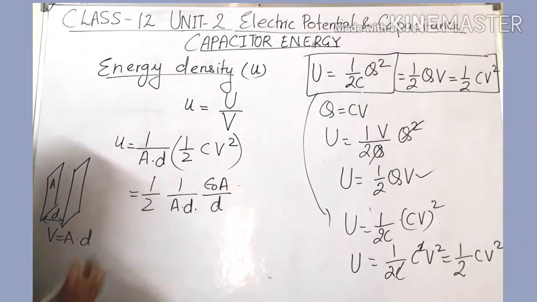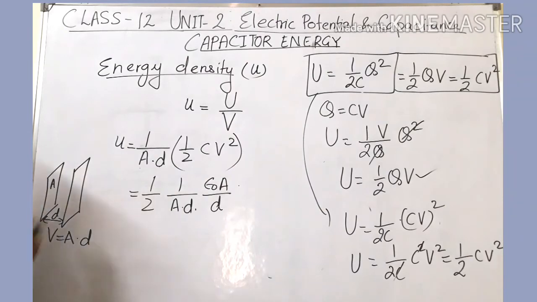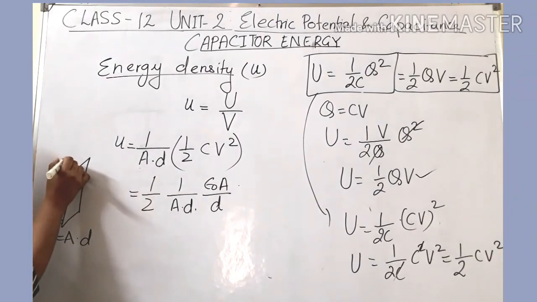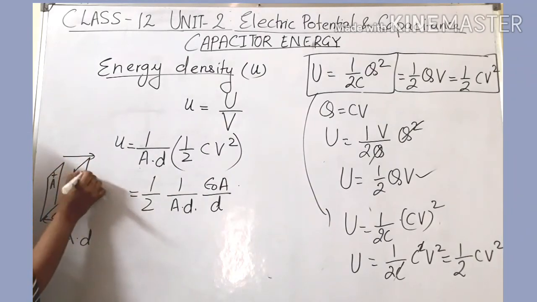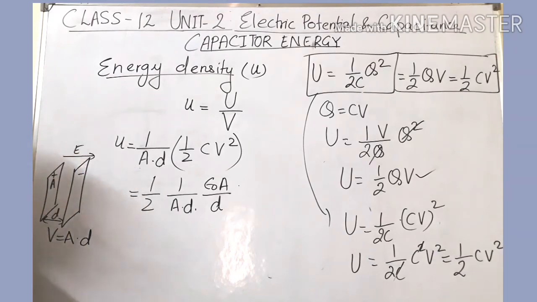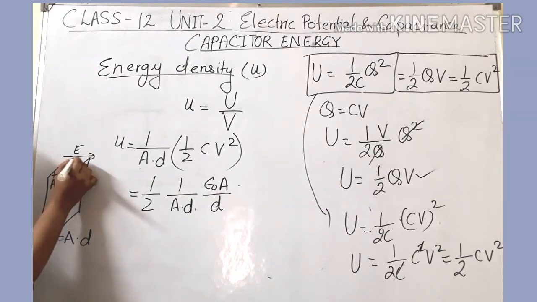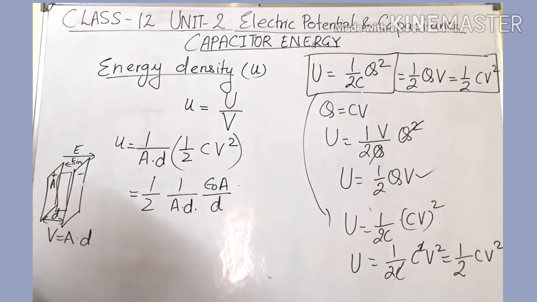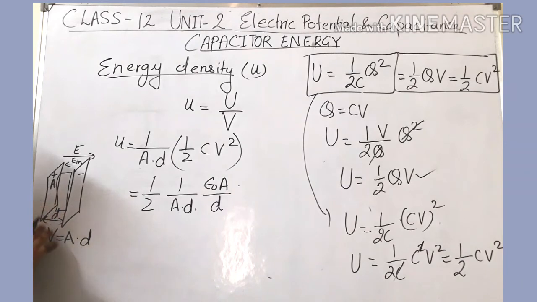Now V and E, the electric field, are interrelated. This is a parallel plate capacitor. The electric field goes from the positive plate to the negative plate. You know this, whether there is air inside it or a dielectric. If a dielectric is placed, the electric field value decreases because of the induced field, which I discussed in the last videos. So the net electric field decreases. Here we are taking the case of a parallel plate capacitor without dielectric.